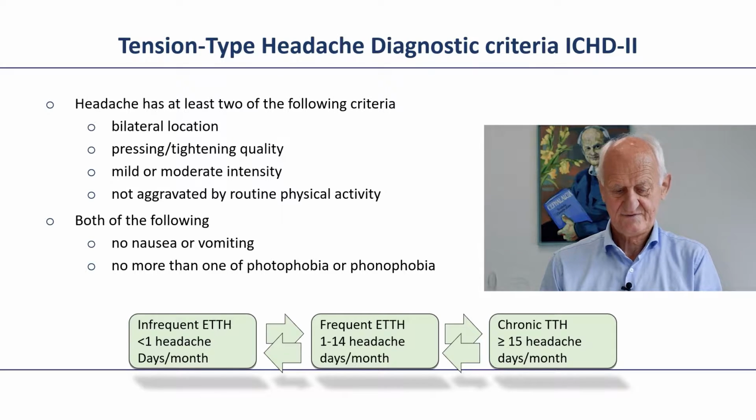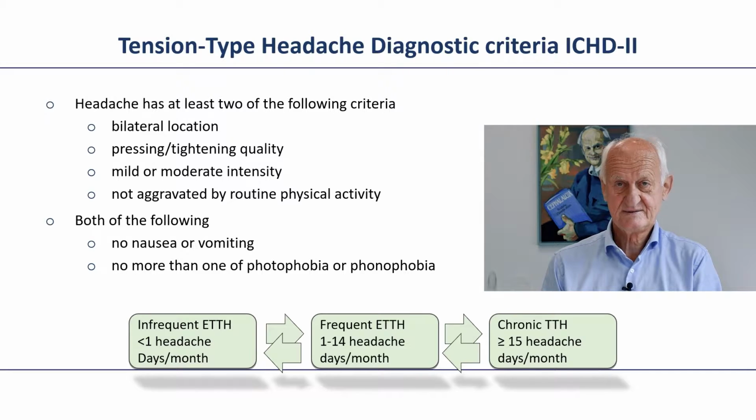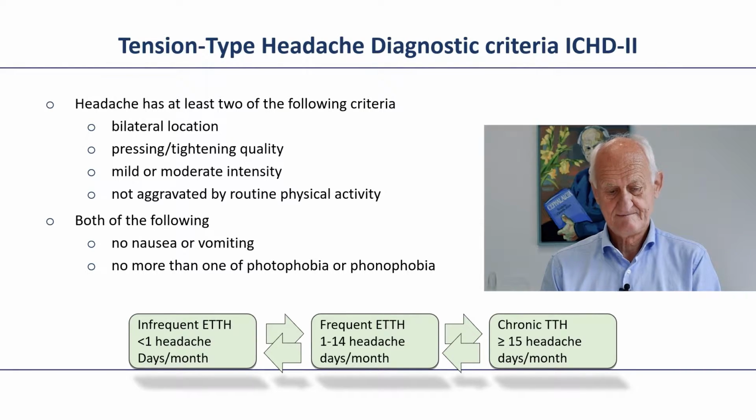The first slide here shows you tension type headache, the criteria that distinguish tension type headache from migraine. So it's very easy because the pain characteristics are just the opposite. It's usually bilateral, usually pressing or tightening, usually mild or moderate, and usually not aggravated by physical activity. 2 out of 4 characteristics.